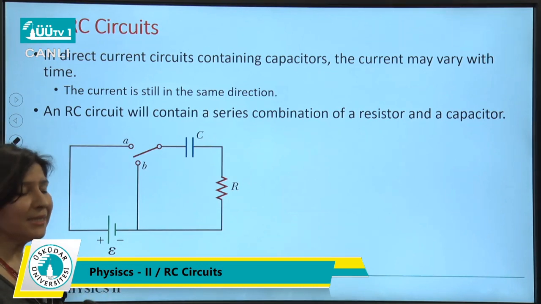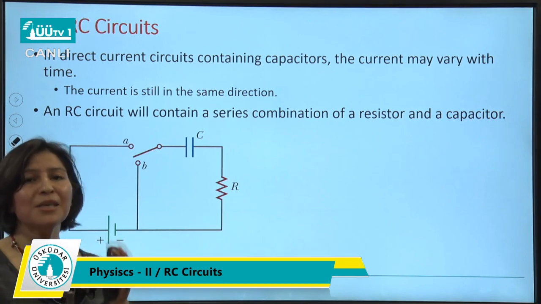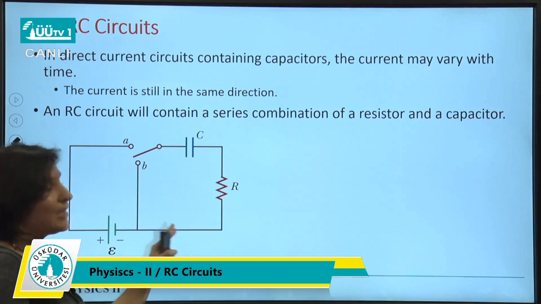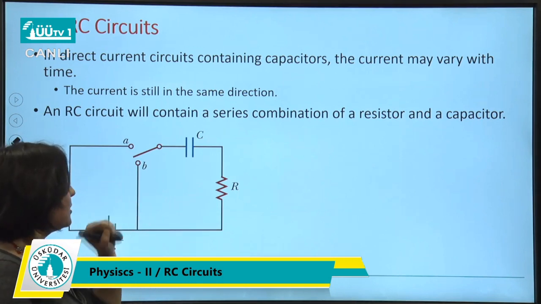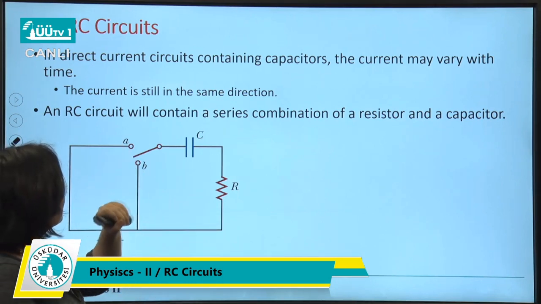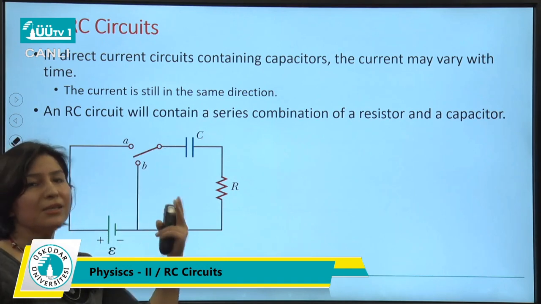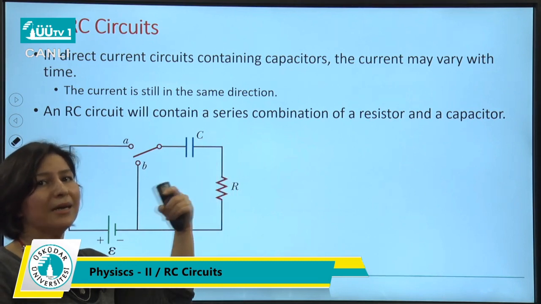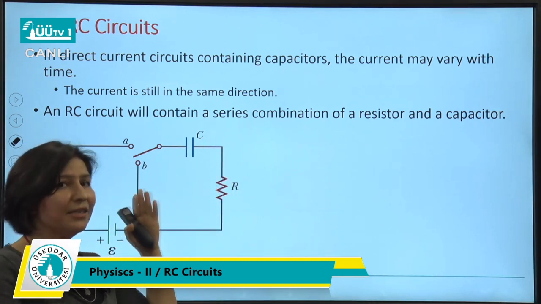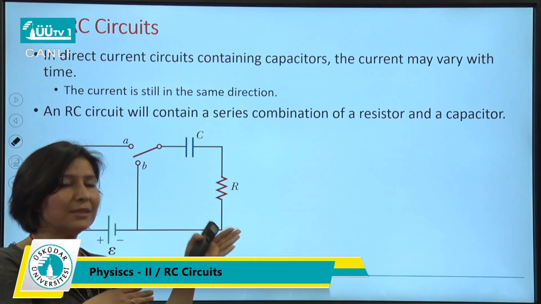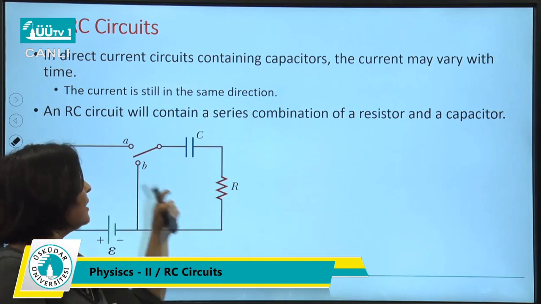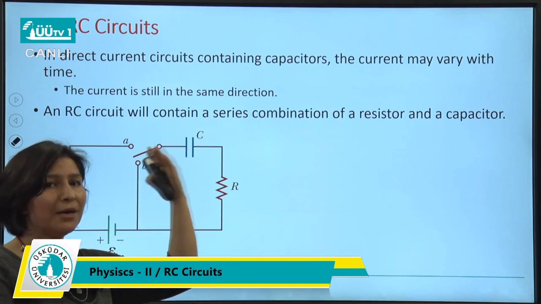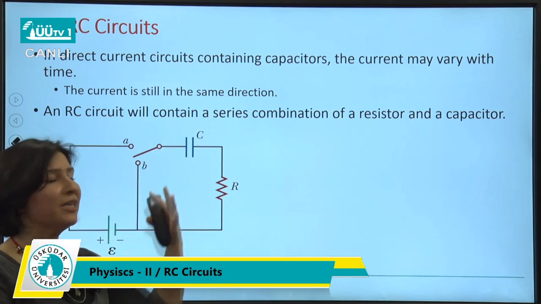What was the steady state? The steady state means the magnitude of the current is equal for each segment of the circuit. But for RC circuits, the current is still in the same direction, because as you remember, direct current means the direction of the current is constant. There is no change in direction. The direction is still the same, constant, but the magnitude of the current will change.